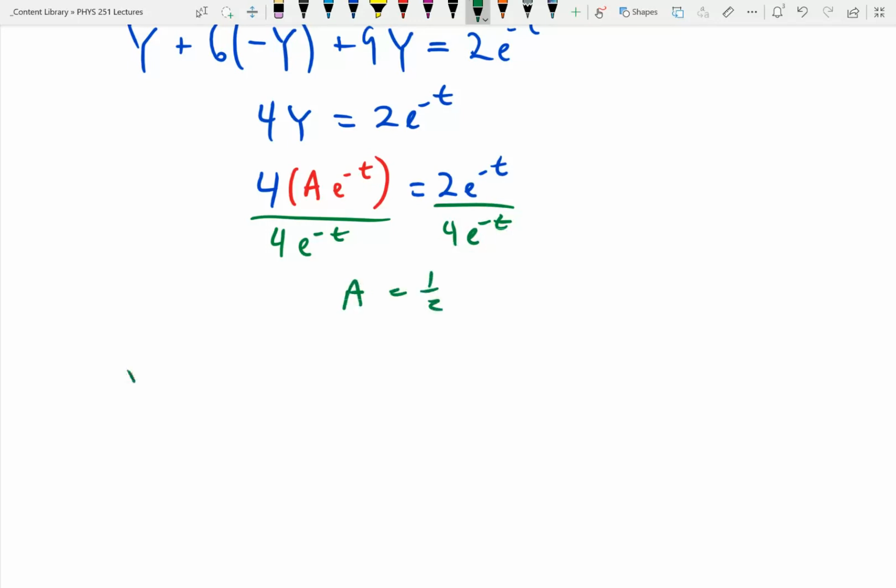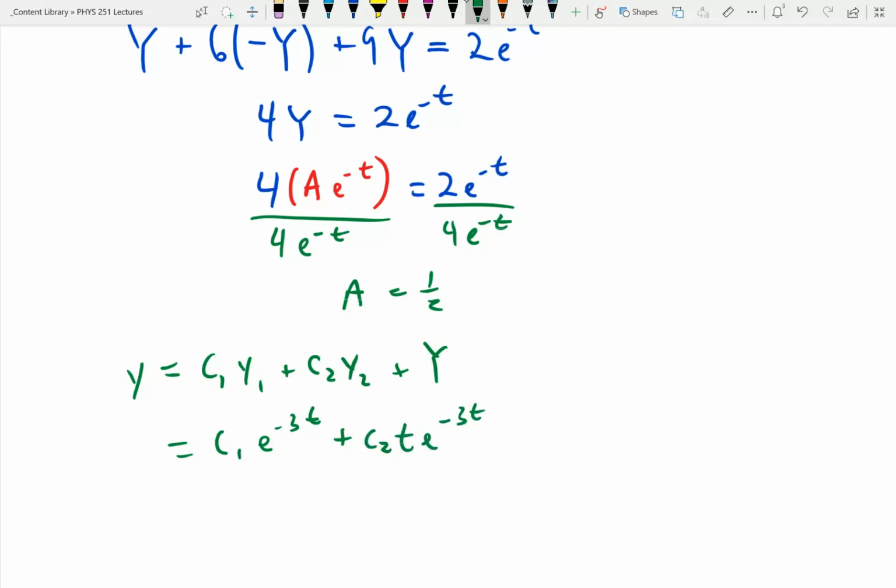And so then we have y is equal to c1 y1 plus c2 y2 plus capital Y. So that's c1 e to the minus 3t plus c2 t e to the minus 3t plus 1/2 e to the minus t.